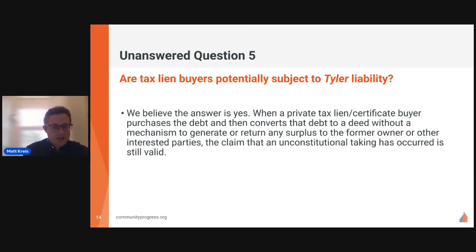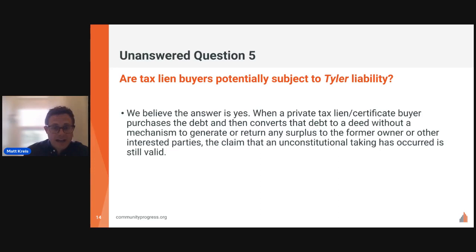And our last unanswered question for this part, but by no means the last unanswered question raised by this opinion: are tax lien buyers potentially subject to liability post-Tyler? So we believe the answer is yes. There are several states where private tax lien or certificate buyers purchase the debt and then eventually, after the owner fails to redeem or another interested party fails to pay the debt back, they're able to convert that debt to a deed without a mechanism to generate or return any surplus or excess proceeds to the former owner or interested parties.